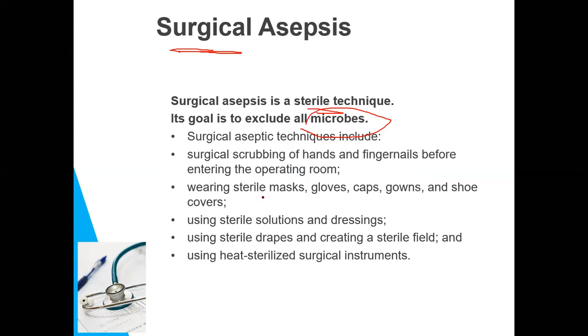So we have to use sterile masks, not clean masks. The criteria here are higher: sterile gloves, sterile caps, sterile gowns, and so on. Surgical scrubbing of hands and fingernails before entering the operating room. As we saw a while ago, scrubbing for ordinary hand washing lasts at least 20 seconds or 40 seconds. Here, surgical scrubbing can last at least 2 minutes.